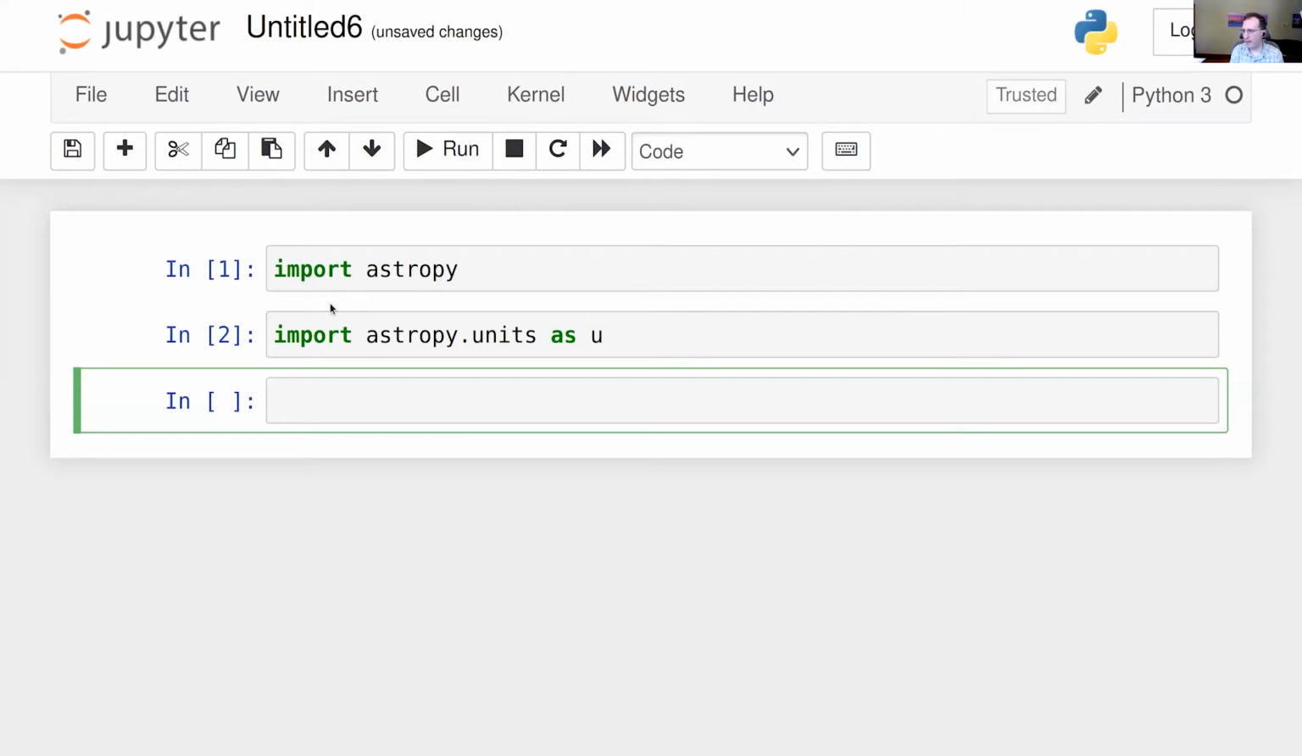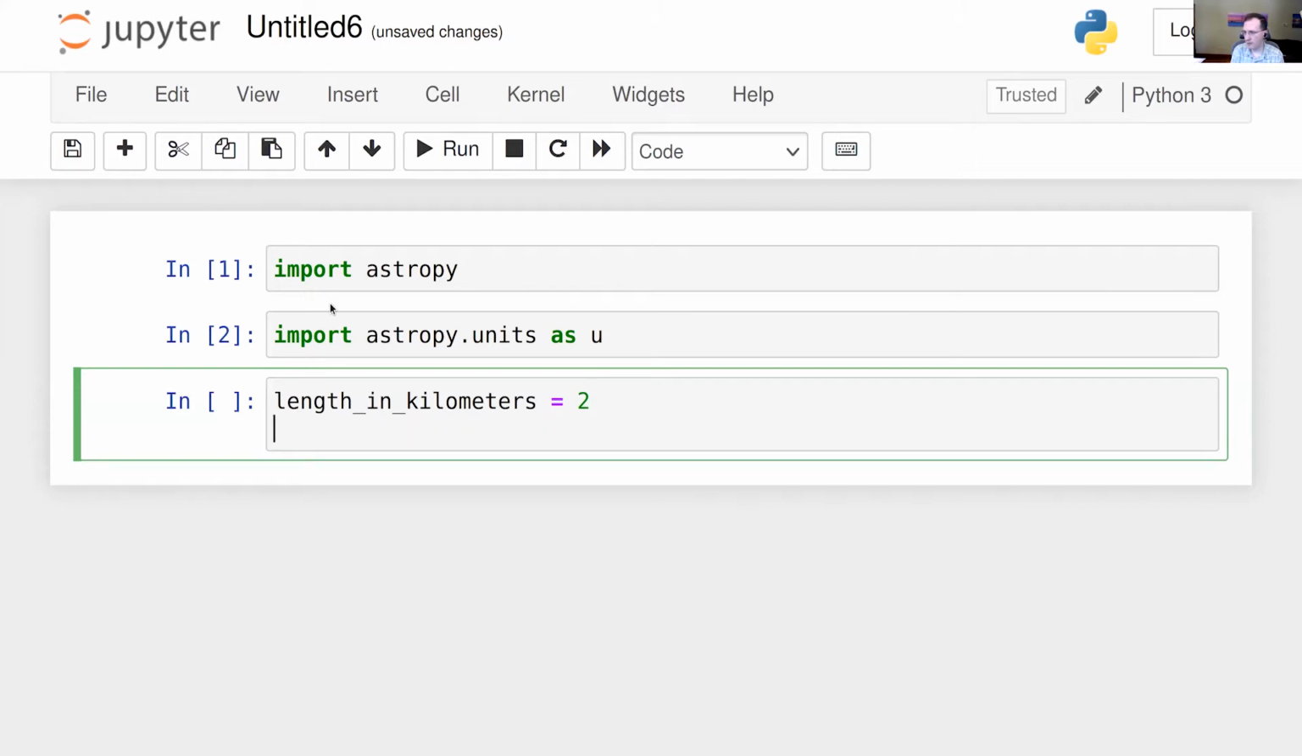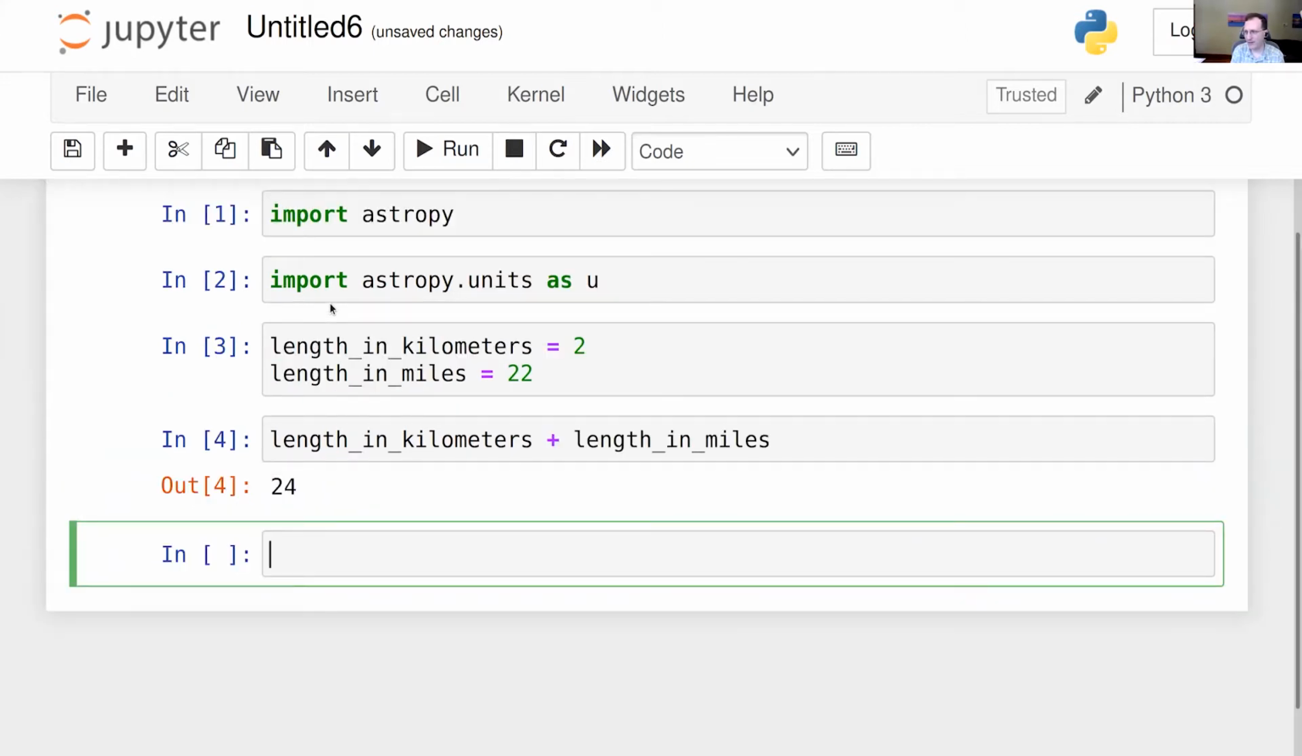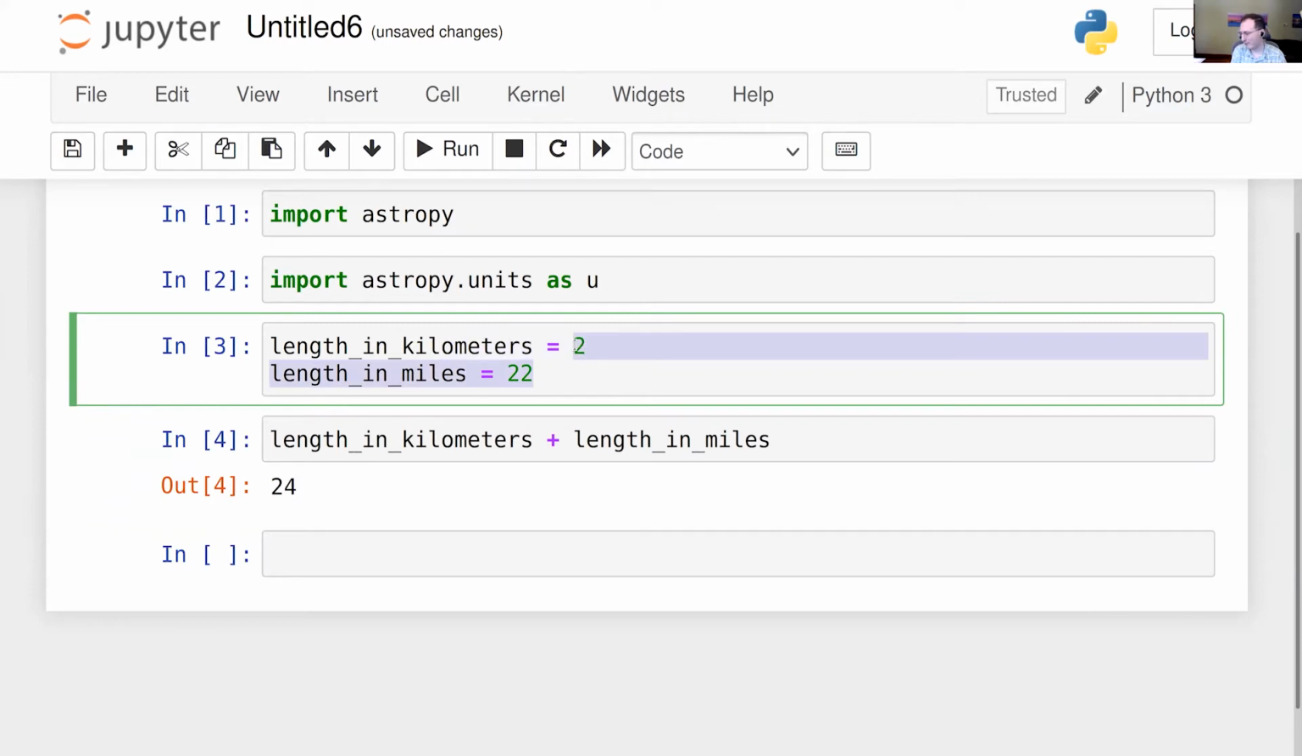So let's start off by defining two variables, length in kilometers, say that's maybe 2, and then regular enter, and length in miles equals 22. Then press shift enter to execute the cell. Now, if we go ahead and add them, length in kilometers plus length in miles, we get an answer, but this answer is wrong because the units are not the same. So this operation is able to go through, but we're still getting the wrong answer.